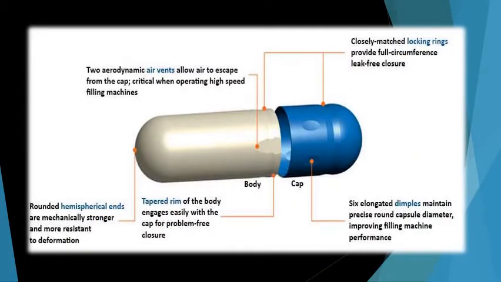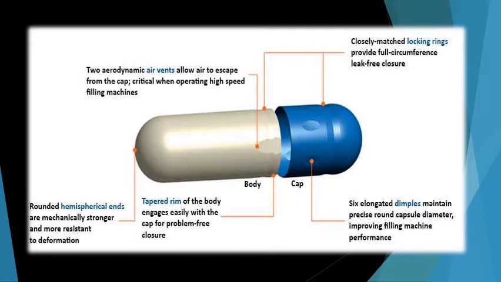This is a picture representing different parts of hard gelatin capsule. It consists of different parts, each part serving a unique purpose. There are two aerodynamic air vents that allow air to escape from the cap. Then there are two rounded hemispherical ends which are mechanically stronger and more resistant to deformation.